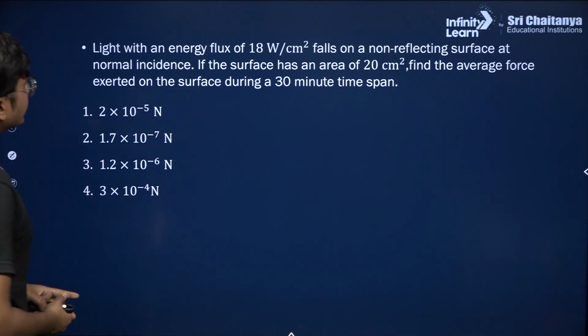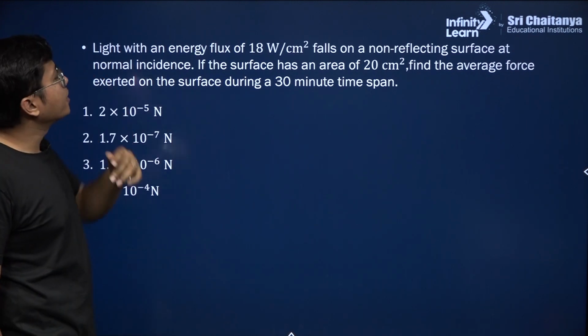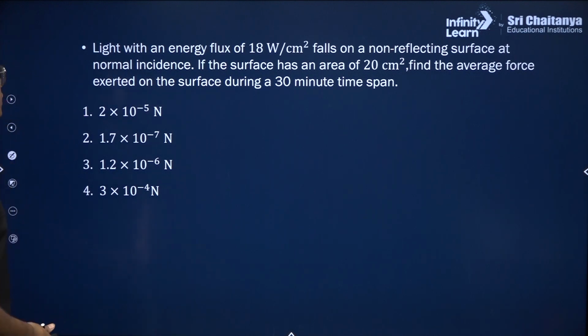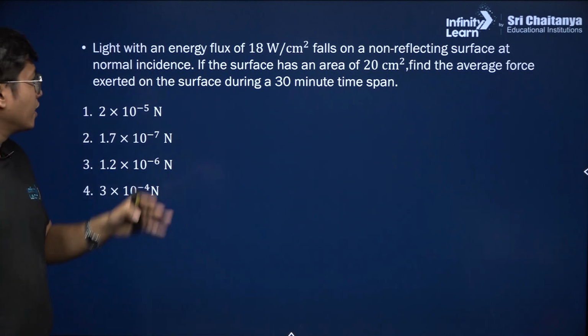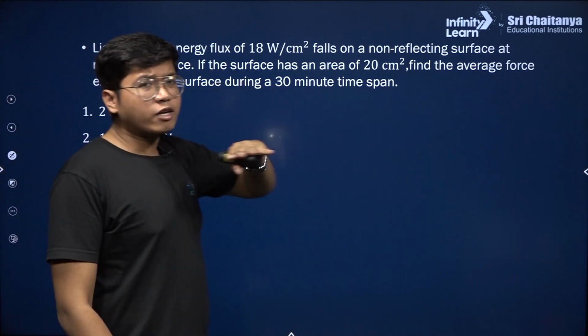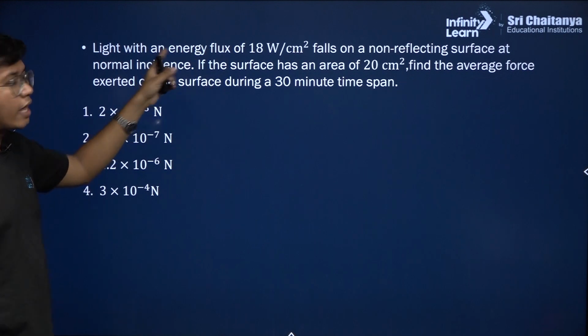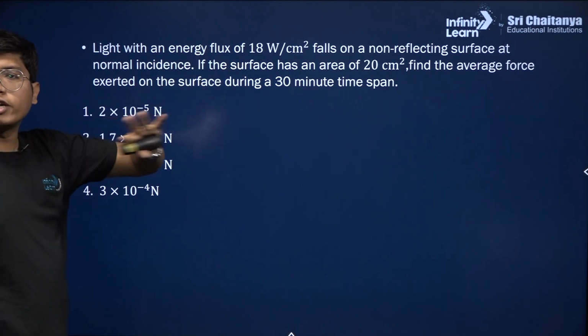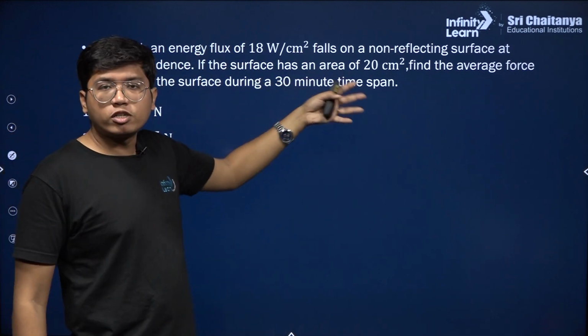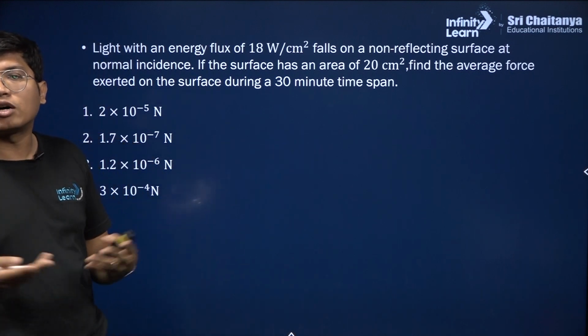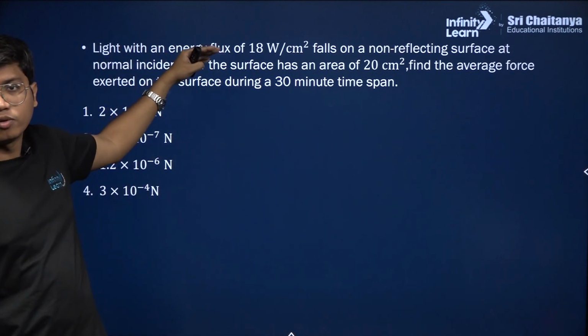Next, light with an energy flux 18 watt per centimeter square falls on a non-reflecting surface at normal incidence. If the surface has an area of 20 centimeters square, find the average power exerted on the surface in a 30-minute span. Now this 30-minute span you don't even need, right? Because you want average power, and since there's a constant energy flux falling, you don't need to worry about it because you want the average force. It is anyway going to be cancelling out the time. You already have the average value over here.